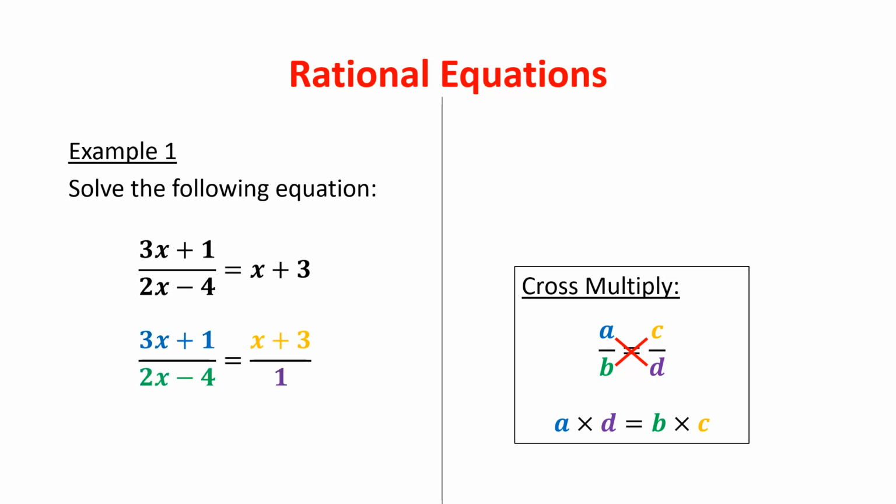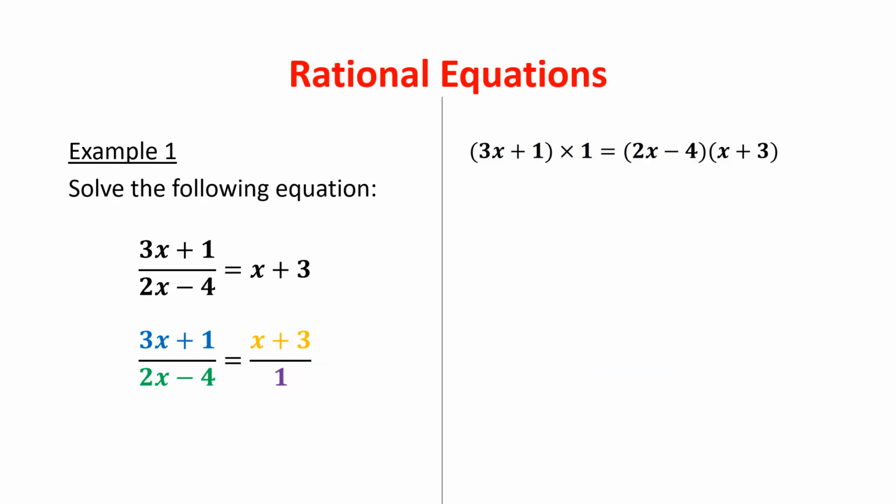So let me show you how this works in this example. We have a, which is 3x + 1, over b, which is 2x - 4, equal to c, which is x + 3, over d, which is 1. So we go (3x + 1) times 1, and that's going to be equal to (2x - 4) times (x + 3). I like to put each bit inside brackets. Okay, so now we're going to move on to solve it.